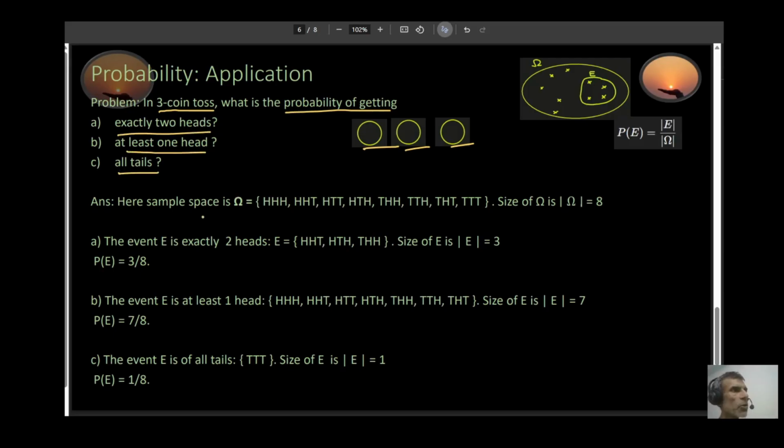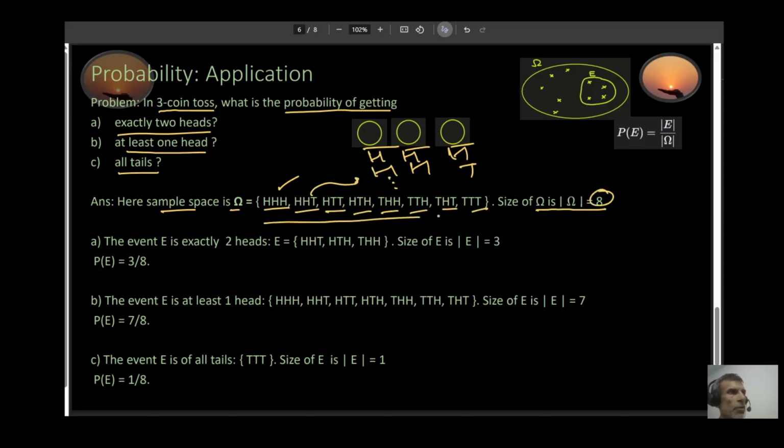In these types of questions, you always start with your sample space. So look at all the possible outcomes I can get. I can get all heads: head, head, and head. So this is my first outcome. My second outcome can be head, head, tail. And likewise, I can do all of them. So these are all my possible outcomes. The size of my sample space in this case is 8 because there are 8 possible outcomes.